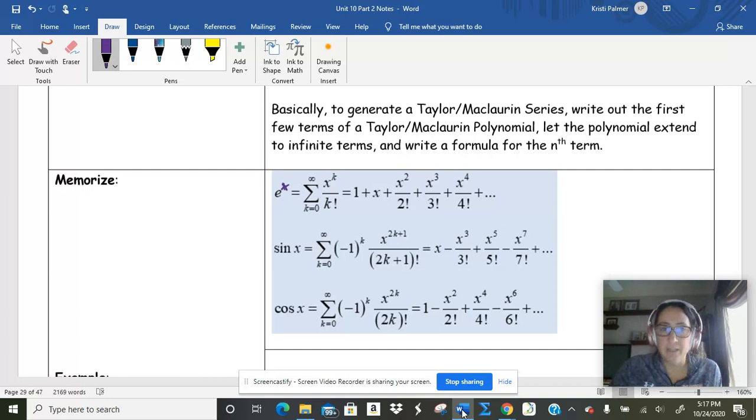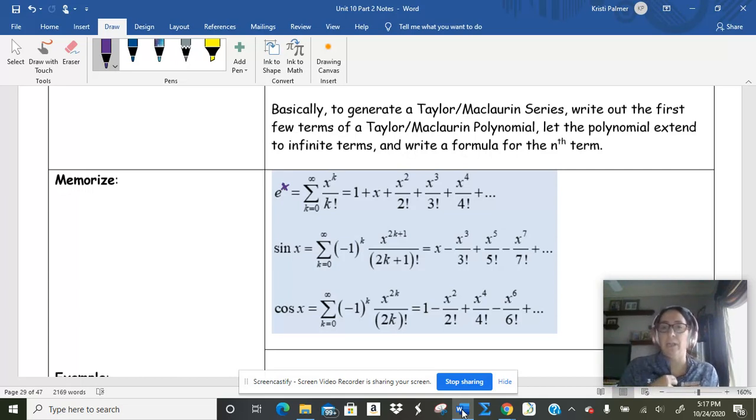So get them down. e to the x is always positive, so it's always the plus, and this one's centered at 0, as you can see. The derivatives are pretty basic, and the factorials match. Sine only has the odd terms, and they alternate signs. Cosine only has the even terms, and they alternate signs, which makes sense because derivatives of sines and cosines alternate.